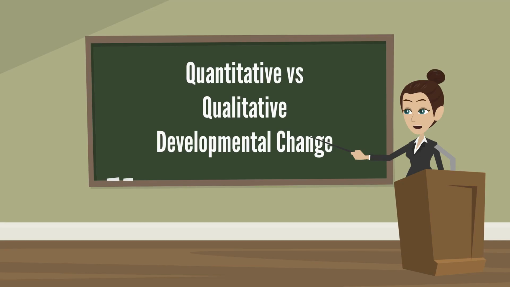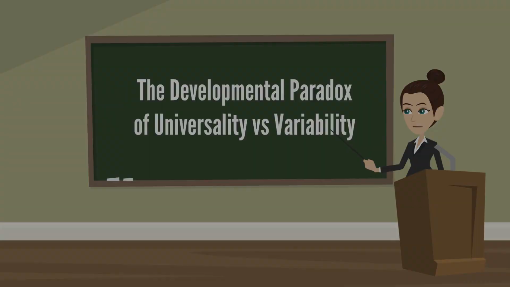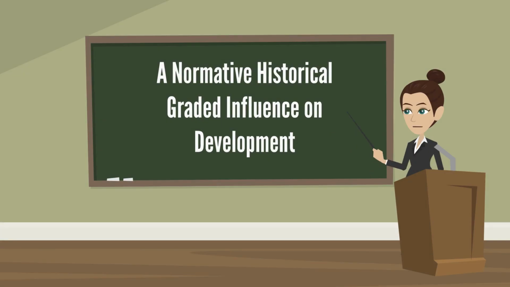For example, one option may be to show understanding of quantitative versus qualitative developmental change in motor development. Another option may be to show understanding of the developmental paradox of universality versus variability. A different option may be to focus on the concept of a normative historical graded influence on motor development.